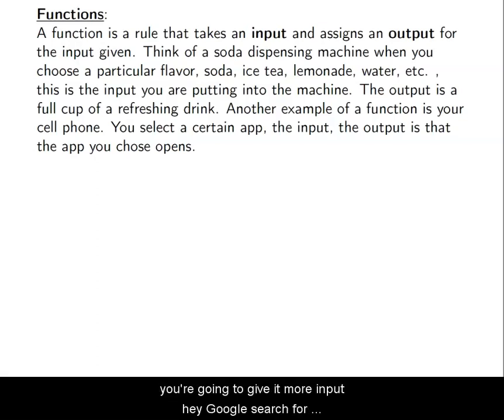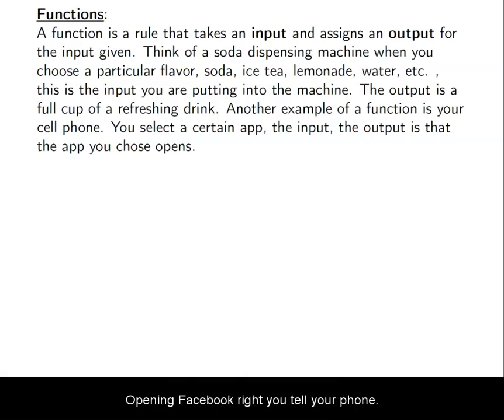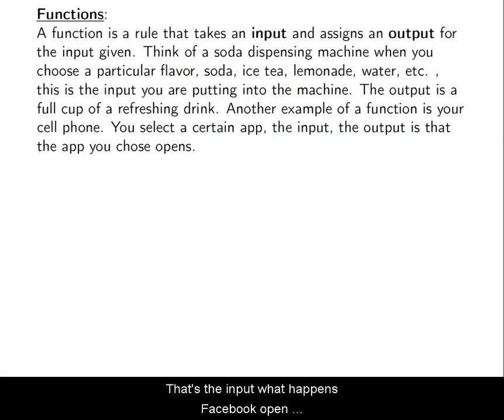And as you're using that app, you're going to give it more inputs. Hey, Google, search for this. That's an input, right? Google will now tell you what you want to look for, right? It'll give you your results back. If you're opening Facebook, right, you tell your phone, boom, I'm going to press Facebook. That's the input. What happens? Facebook opens. What's the next thing?